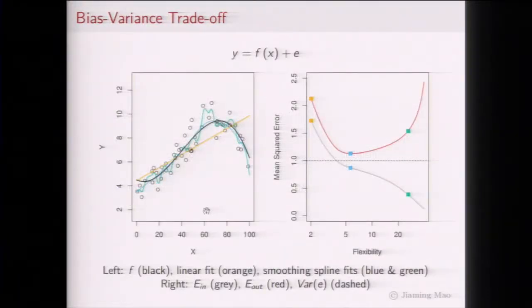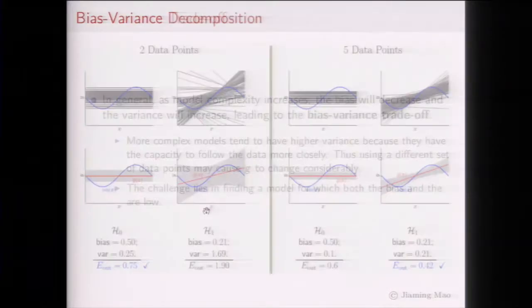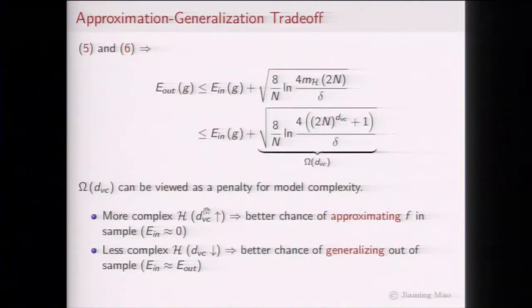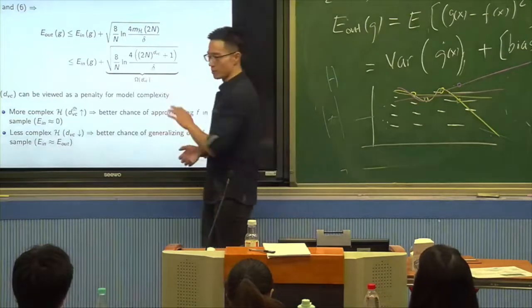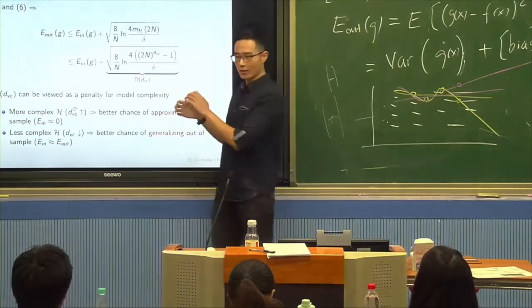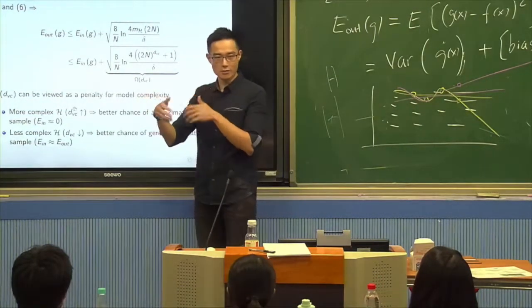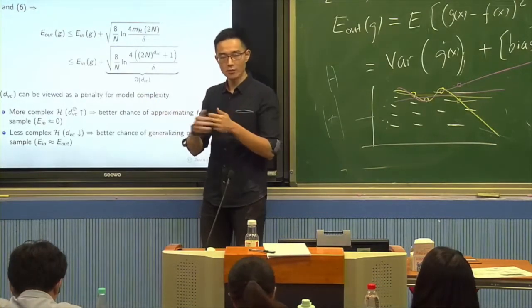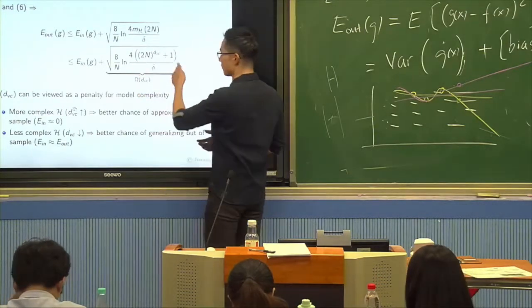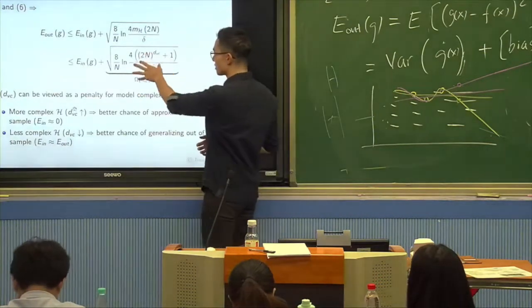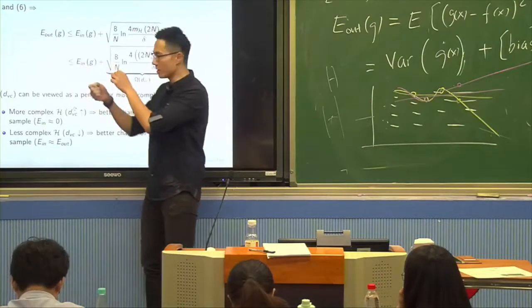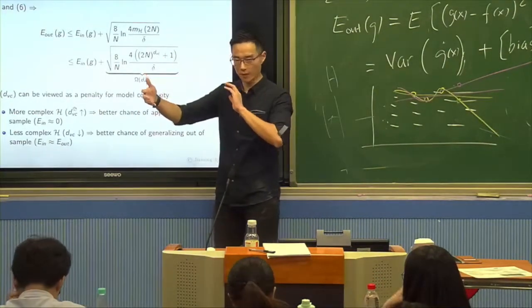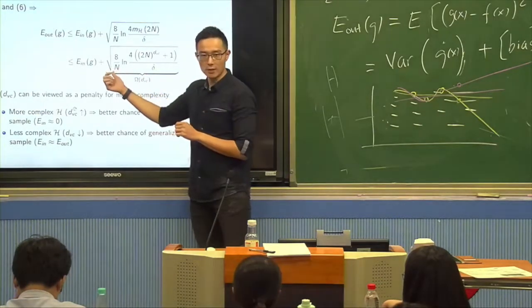Now, that brings us to the fact that we can say exactly the same thing using the VC generalization bound. So look here, right? Remember, the bias-variance trade-off is just another way of expressing the same idea as the generalization-approximation trade-off, which is the VC generalization bound. So let's look at the VC generalization bound, right? Two things determine how close your E in and E out are. One thing is your VC dimension, which is the complexity of a model. The other thing is N, how many data points you have.